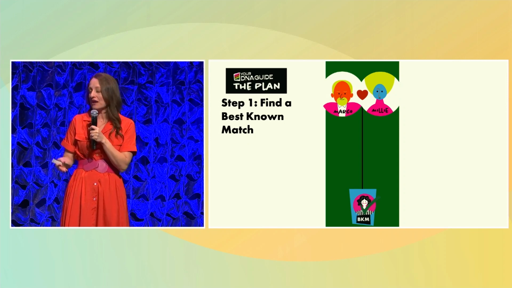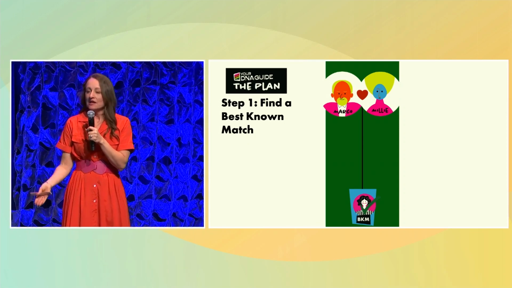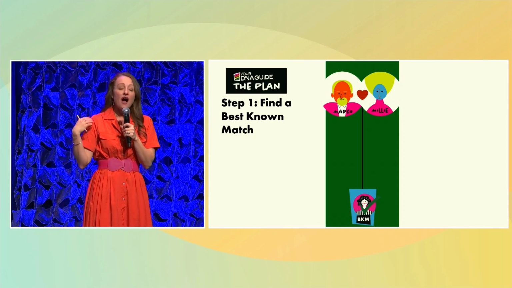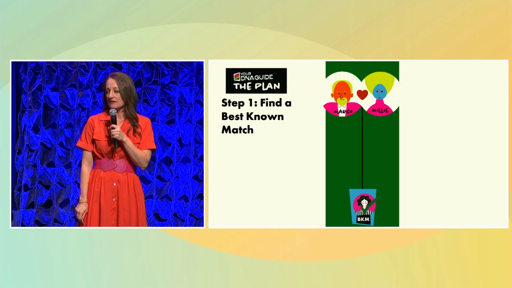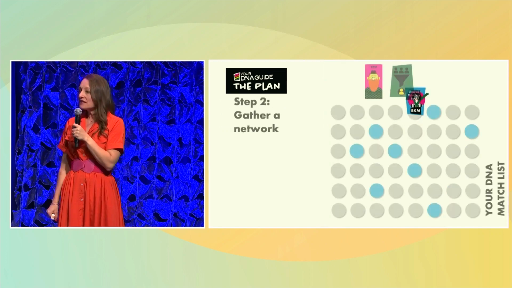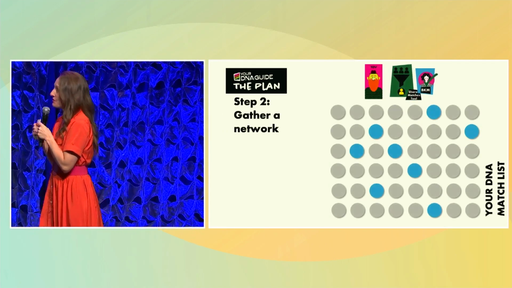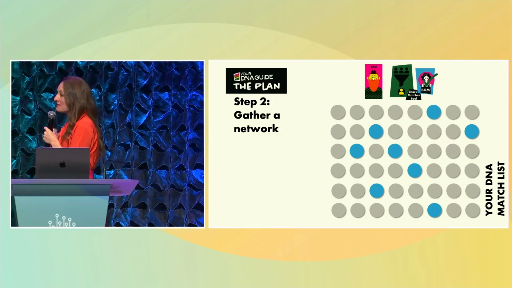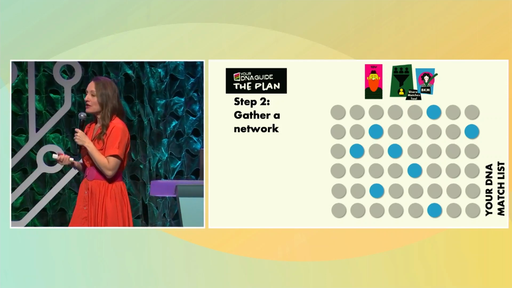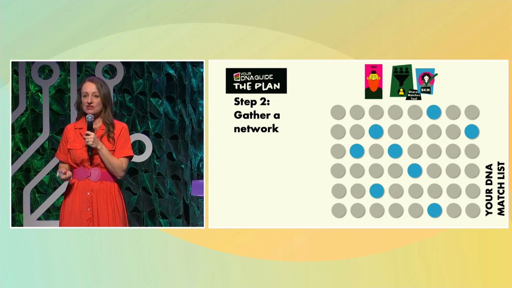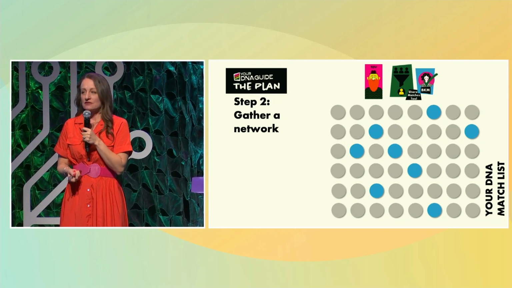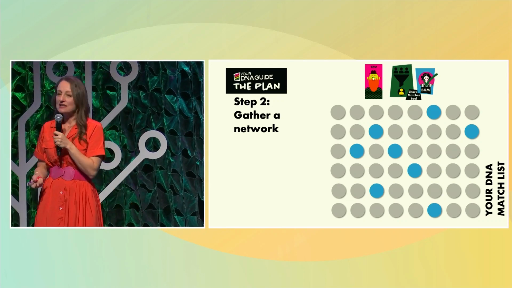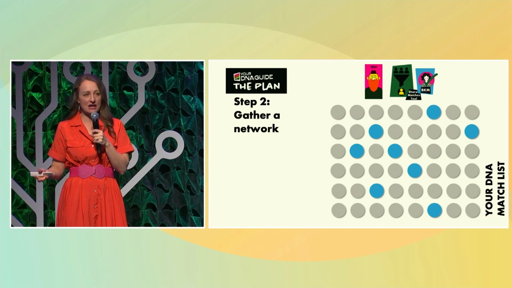Now, I say known, you don't have to actually know them, but you have to be able to confidently document them and be pretty clear that they are a descendant of that ancestor. Once you find that best known match, you then are going to gather a network of individuals, and you do that by using the shared matches tool. So the shared matches tool essentially is a filter on your DNA match list.